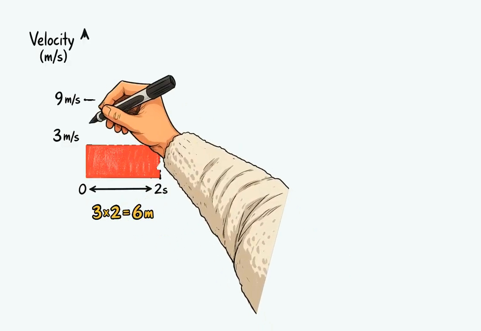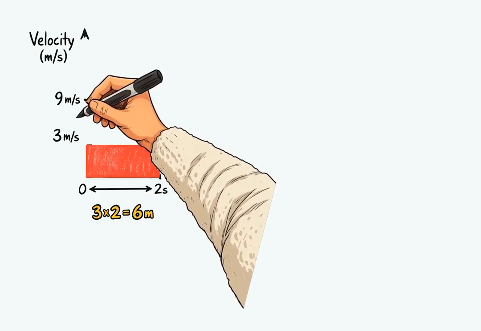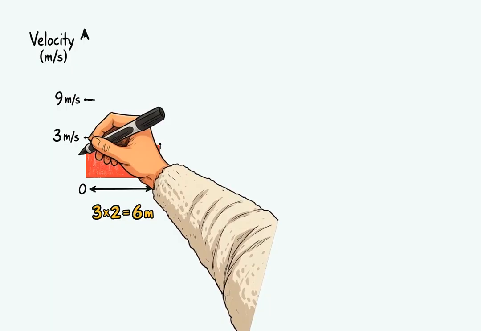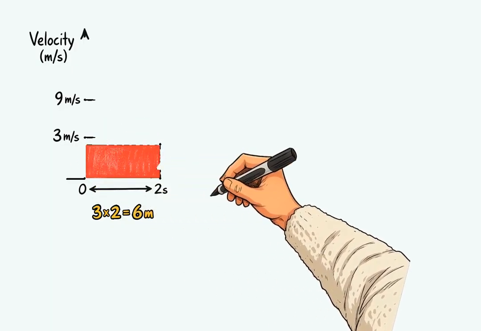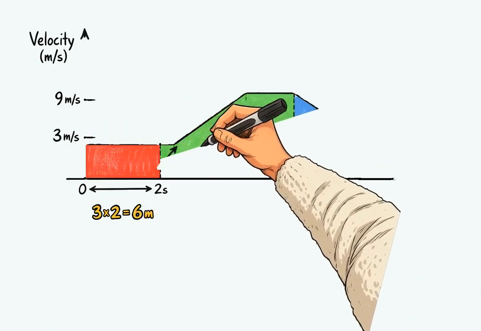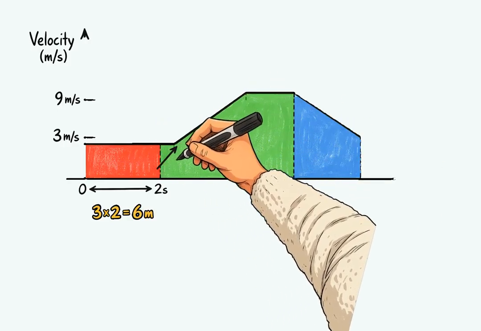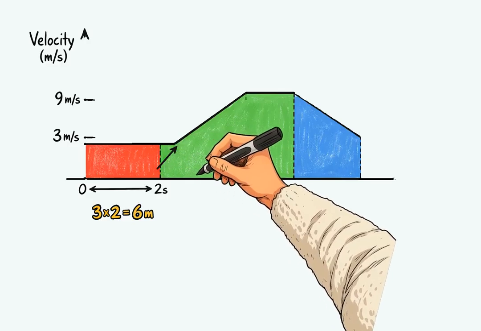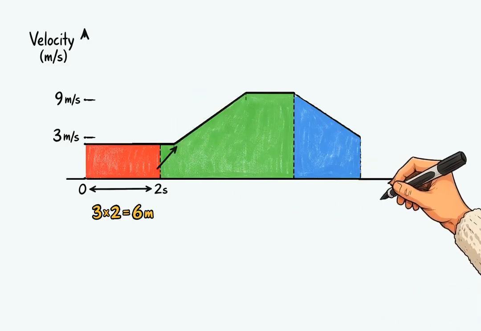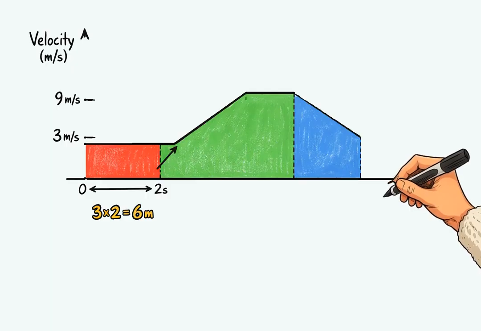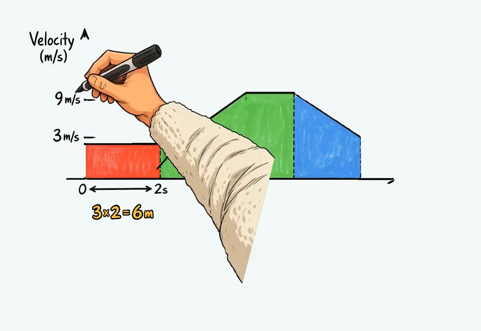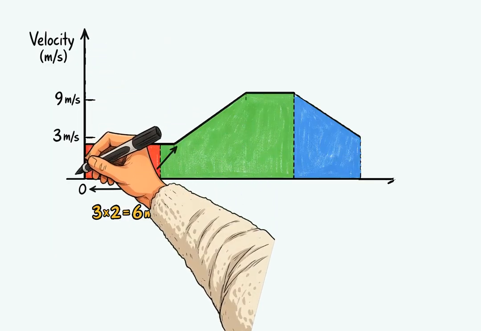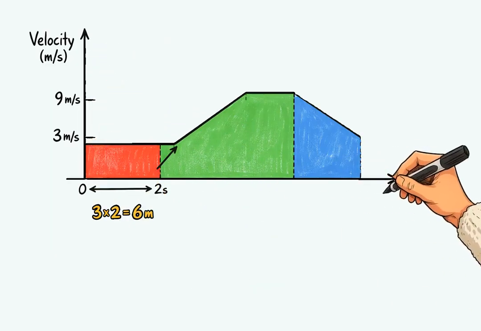Suppose from t equals 0 to t equals 2 seconds, the velocity is roughly constant at 3 meters per second. From t equals 2 to t equals 5 seconds, it rises approximately linearly from 3 to 9 meters per second. From t equals 5 to t equals 6 seconds, it drops linearly back to 6 meters per second. The displacement estimate is the sum of a rectangle and two trapezoids.